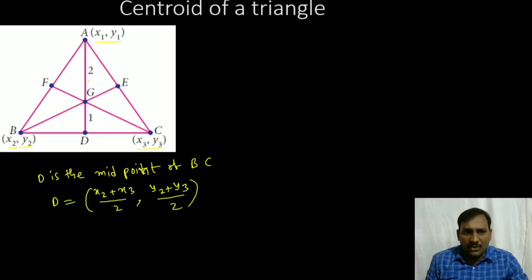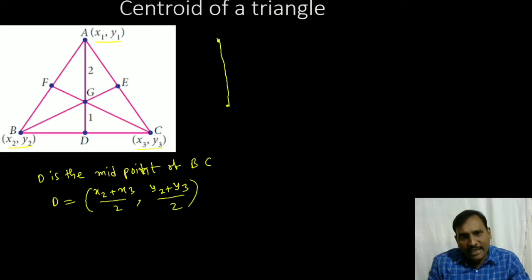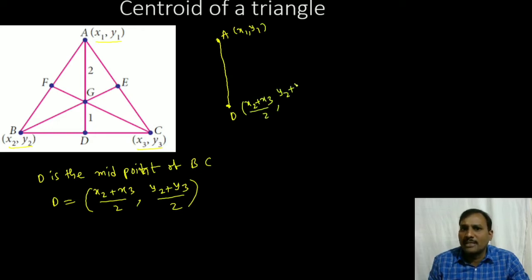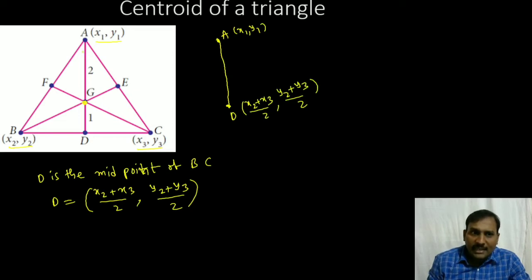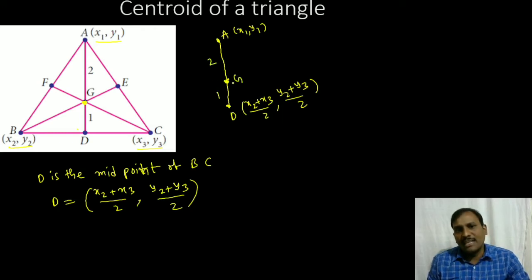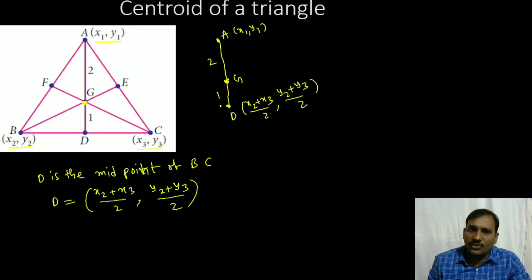Now if you observe, let us take only the AD value here. I am taking the median AD. So you know what is A? This is x1 comma y1. And what is D? (x2 plus x3) by 2, comma (y2 plus y3) by 2. We know that G divides the median in the ratio of 2:1 from the vertex. So this is 2, this is 1. Now G is dividing AD in the ratio of 2:1 internally.